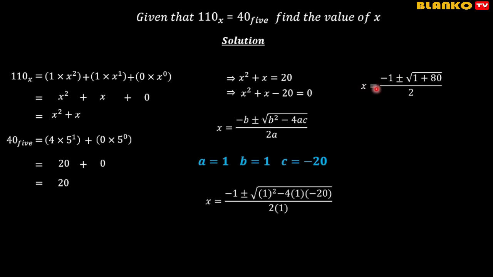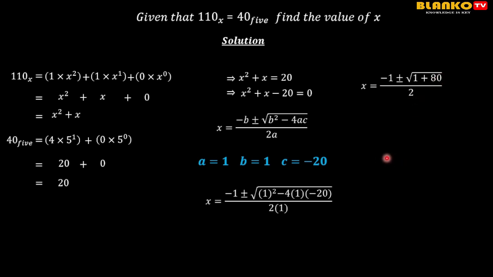So x is equal to negative 1 plus or minus the square root of 1 plus 80, over 2. So 1 squared is 1. And then negative 4 times 1 in the bracket is negative 4. So negative 4 times negative 20 in the bracket is plus 80. I hope you understand. Over 2. So 2 multiplies 1 in the bracket to be 2. I hope you understand. So we have negative 1 plus or minus the square root of 1 plus 80, over 2.